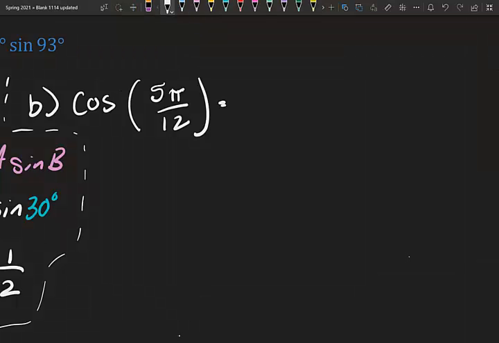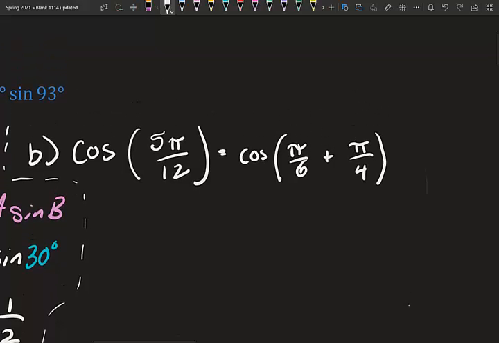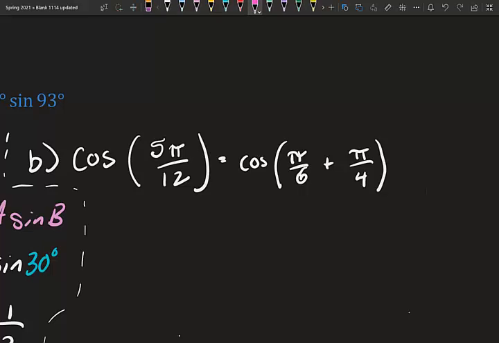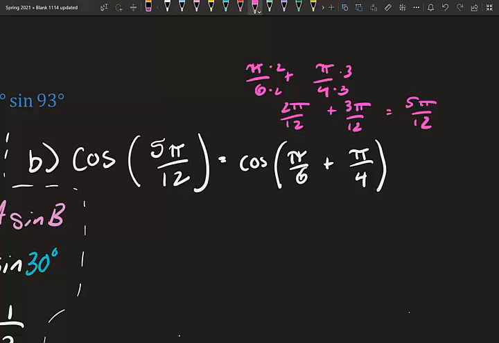Alright, so using our unit circle, we determined that cosine of pi over 6 plus pi over 4 gave us 5 pi over 12. But let's put back in how we got 5 pi over 12. Pi over 6 plus pi over 4, times 2 and then times 3, gives 2 pi over 12 plus 3 pi over 12, which is 5 pi over 12. So that's how we got to use pi over 6 and pi over 4. That's our A, that's our B.